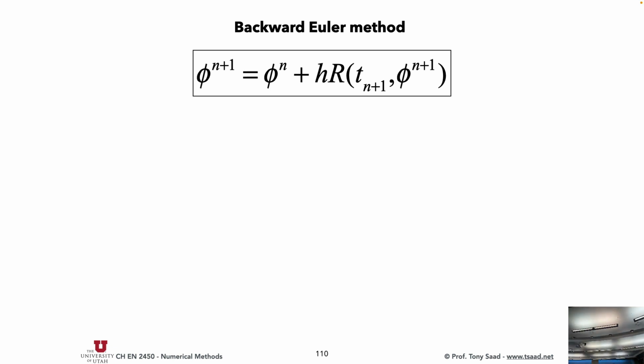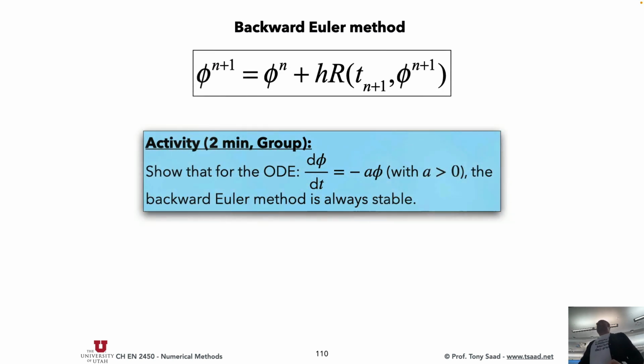And we write it this way: phi n plus 1 is phi at n plus delta t, or h, times the right-hand side at n plus 1. So you're evaluating the future with information from the past and information from the future, but you don't know the information from the future. That's why it's implicit. Now we're going to figure out a way to untangle that information in the future, but that's the power of this. And you will see in a second that for this ODE, d phi by dt equals minus a phi, with a positive, this backward Euler method is always stable, whatever delta t you choose.